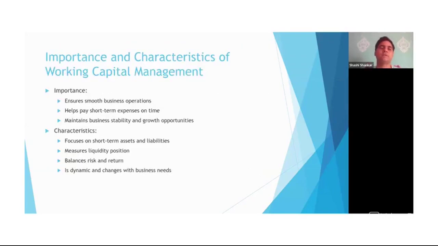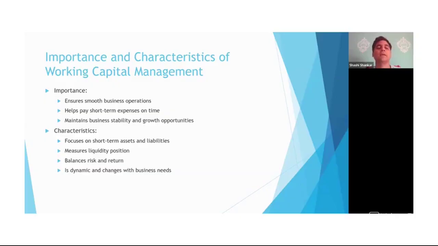All right, moving to the next, importance and characteristics of working capital management. I have jotted down a couple of points for the importance. The first one is to ensure smooth business operations. Definitely, if we have proper working capital management, there probably won't be any issues in business operations, or maybe very smooth business operations.